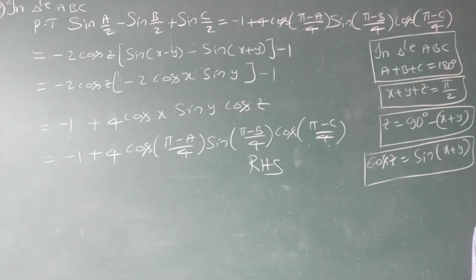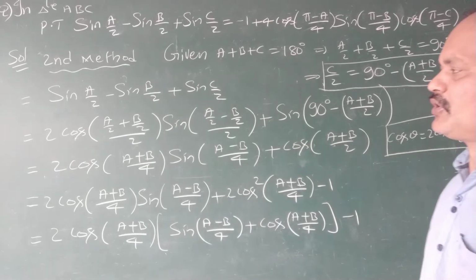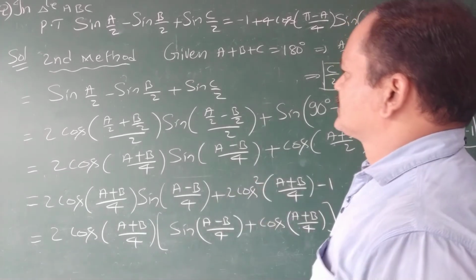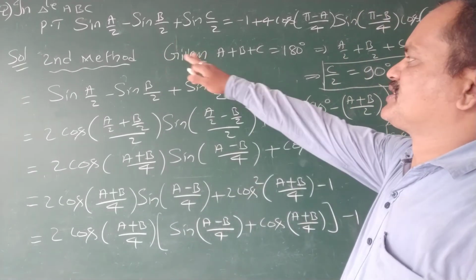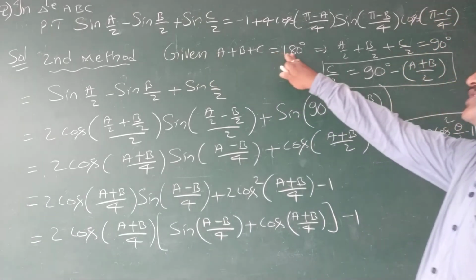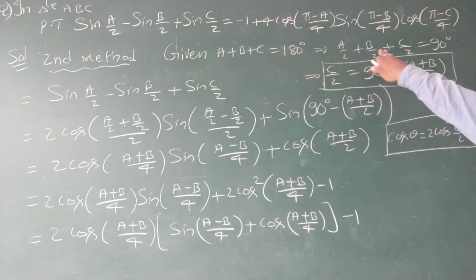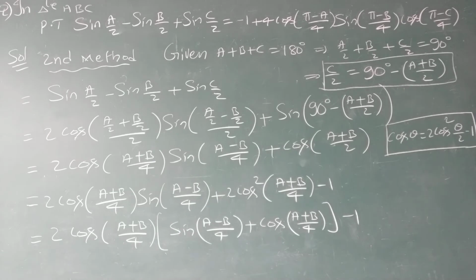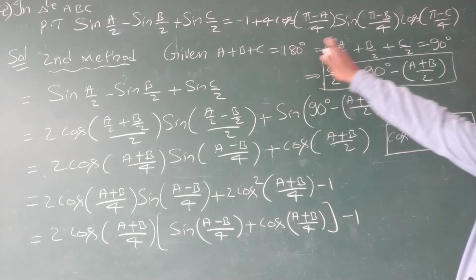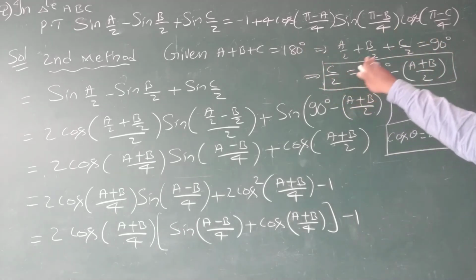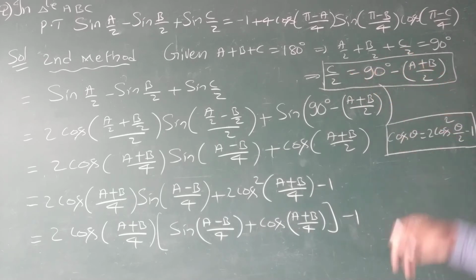Now the second method for this question. Given in triangle ABC, A plus B plus C is equal to 180 degrees. That's why A by 2 plus B by 2 plus C by 2 is 90 degrees, that is pi by 2 in terms of radians. From this, C by 2 is equal to 90 minus of A plus B.